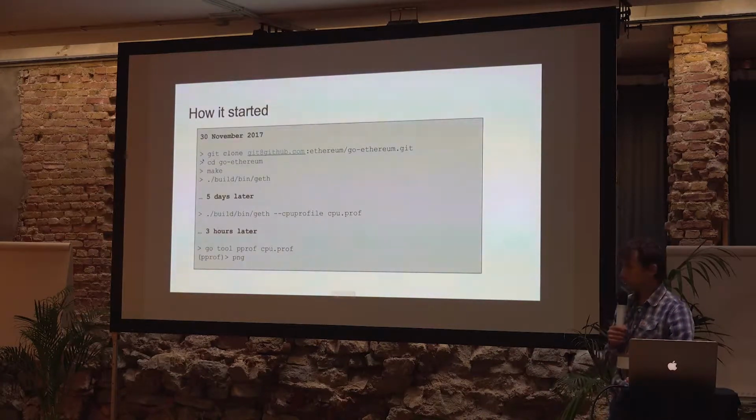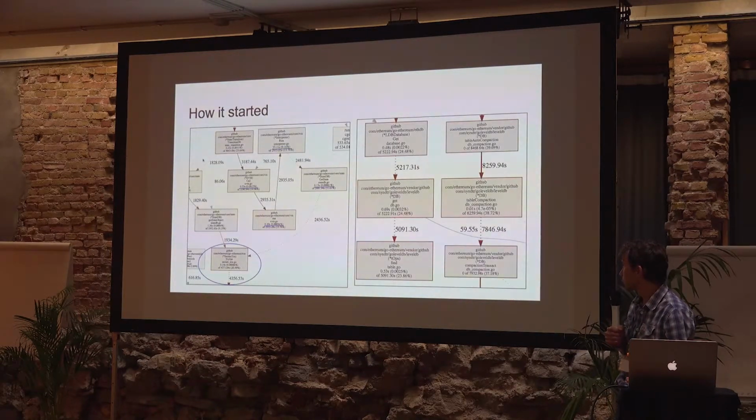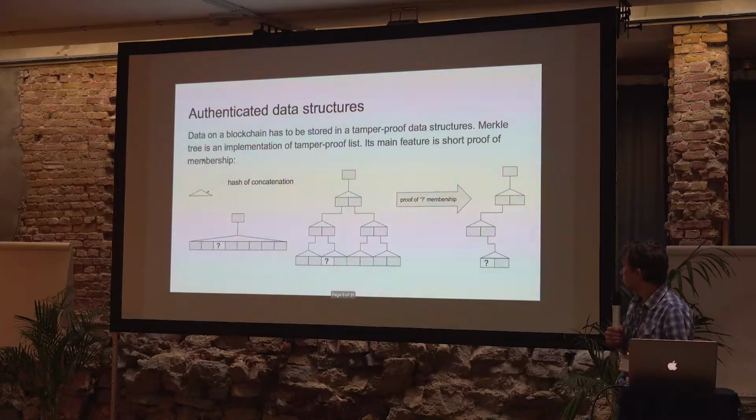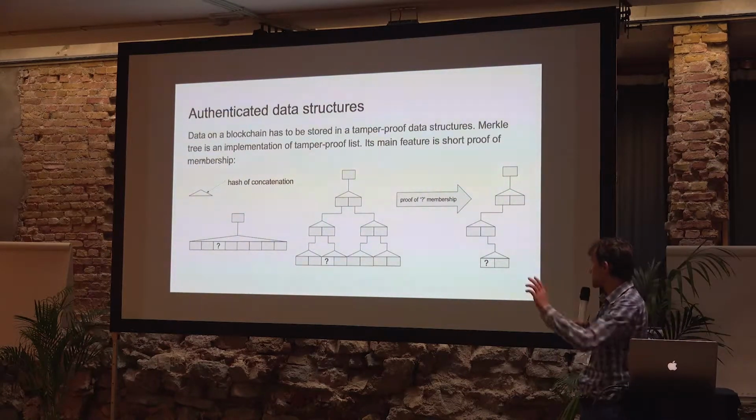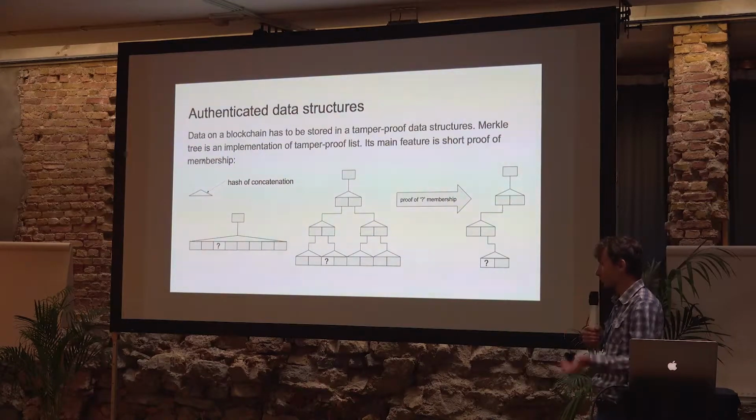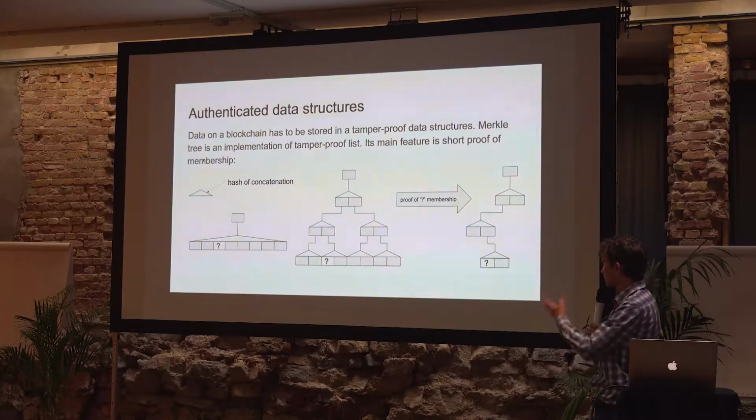Okay, so this is how it started. It basically was in November 2017, when the CryptoKitties were very popular. It started with trying to profile Go Ethereum and finding out that the bottleneck was potentially the state operations. So this is kind of the primer for some people who might not be familiar with what a Patricia tree is.